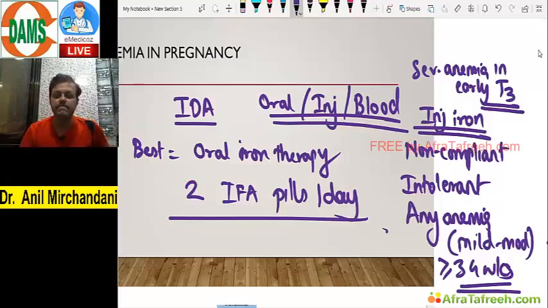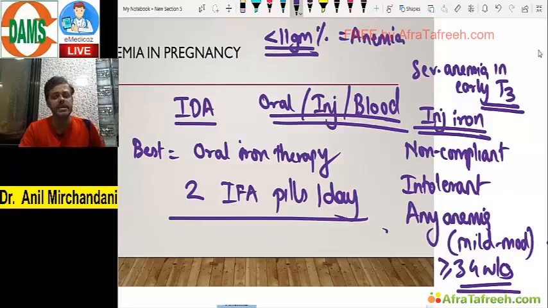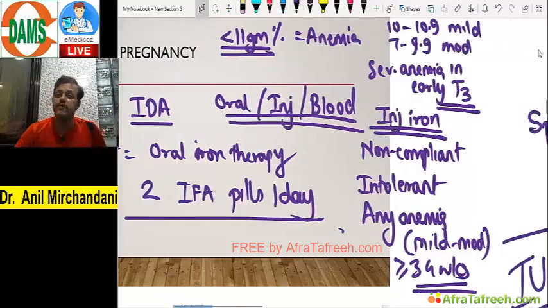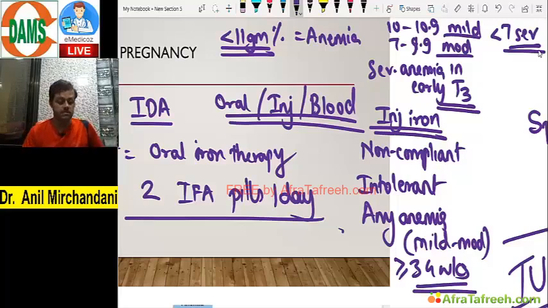Listen carefully. My dear friends, if a patient has hemoglobin of less than 11 gram %, she is labeled as anemic. Agreed? 10 to 10.9 is mild. 7 to 9.9 is considered moderate. Less than 7 is severe. This is what you should know. Mild, moderate, severe.